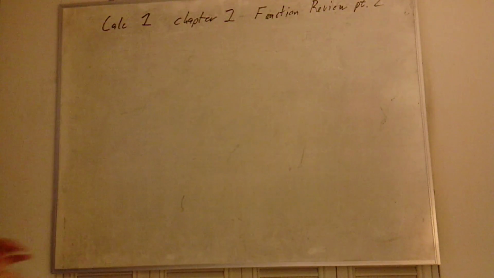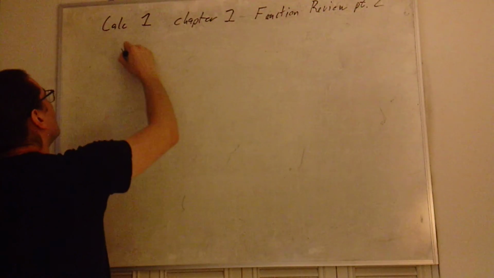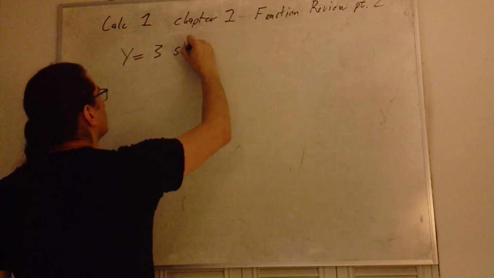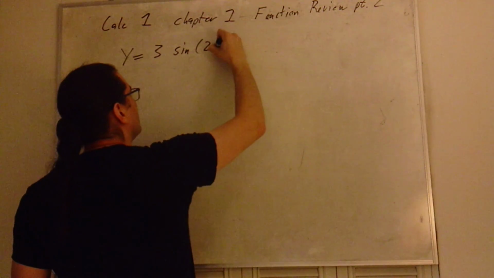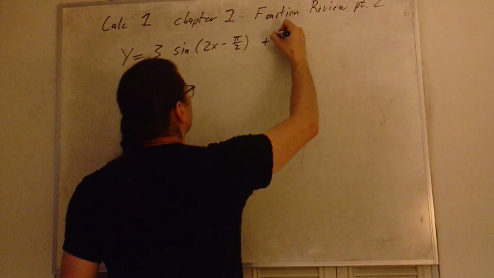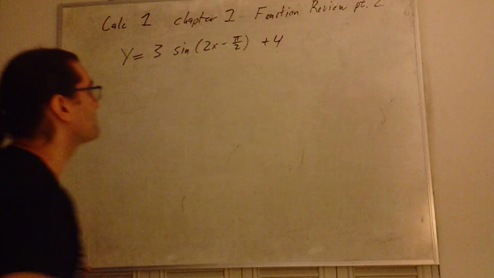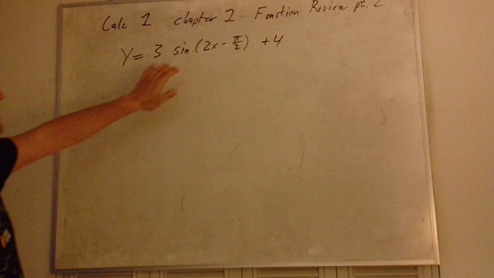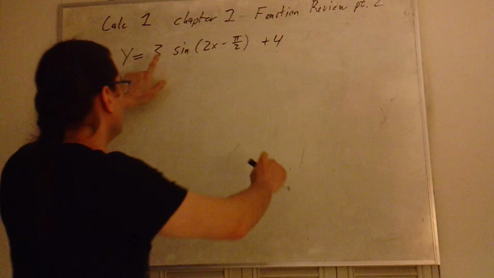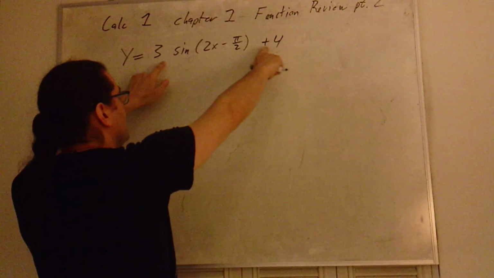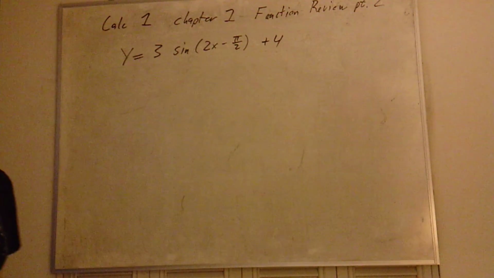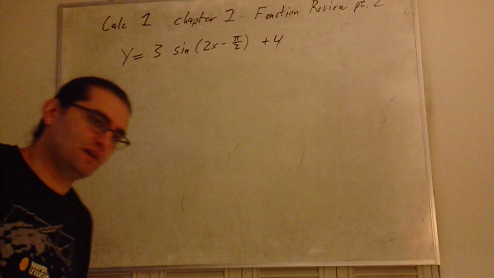So let's talk about y equals 3 sine 2x minus pi over 2 plus 4. This has all of the classic trademarks of what we just talked about. There's multiplication and addition on the outside. There's multiplication and subtraction on the inside. This is everything all rolled into one, but it all has different names.